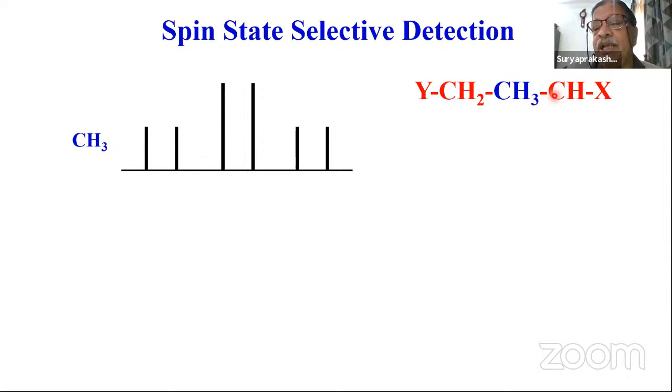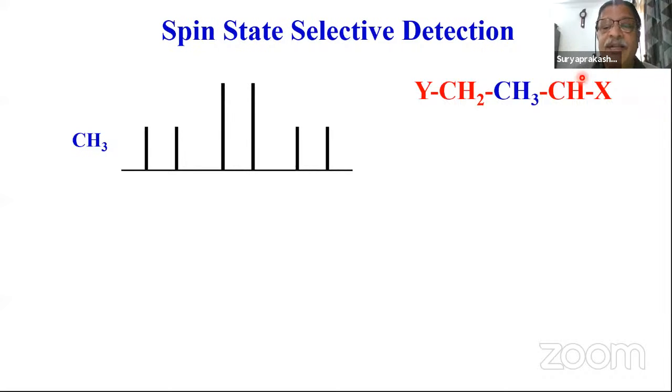Why is it a triplet? The CH3 is a triplet because of CH2. Two equivalent protons are coupled to it, so by the 2nI plus 1 rule, as a consequence, it is a triplet. Then each line of the triplet is going to be a doublet because of the CH proton. As a consequence, if I look at the CH3 proton, I'm going to get a triplet of doublets like that.